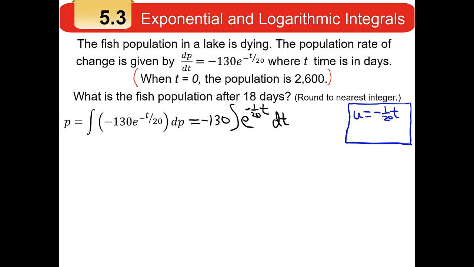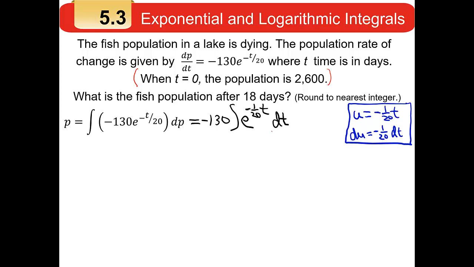So I have to figure out what u is. Well, u is obviously the exponent. We've done that several times now. So u is equal to minus 1/20th t. The differential will be the derivative of minus 1/20th t, which is negative 1/20th. So the differential du is negative 1/20th dt.